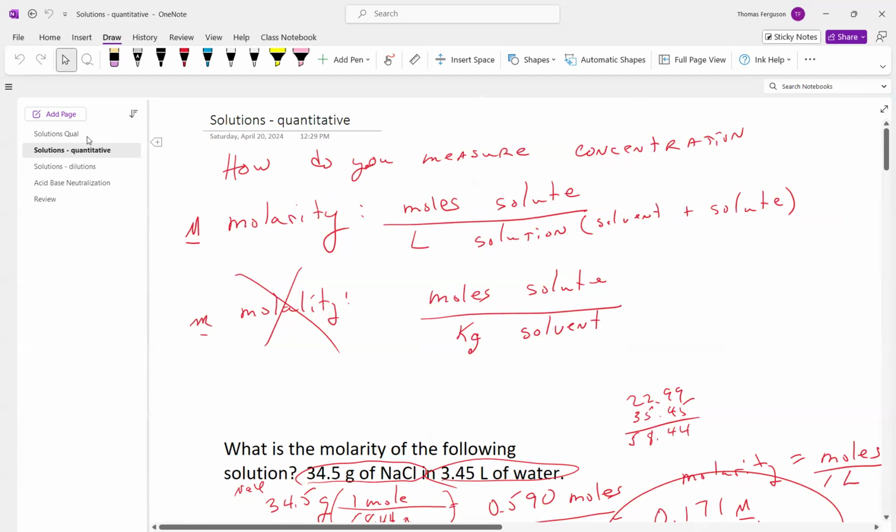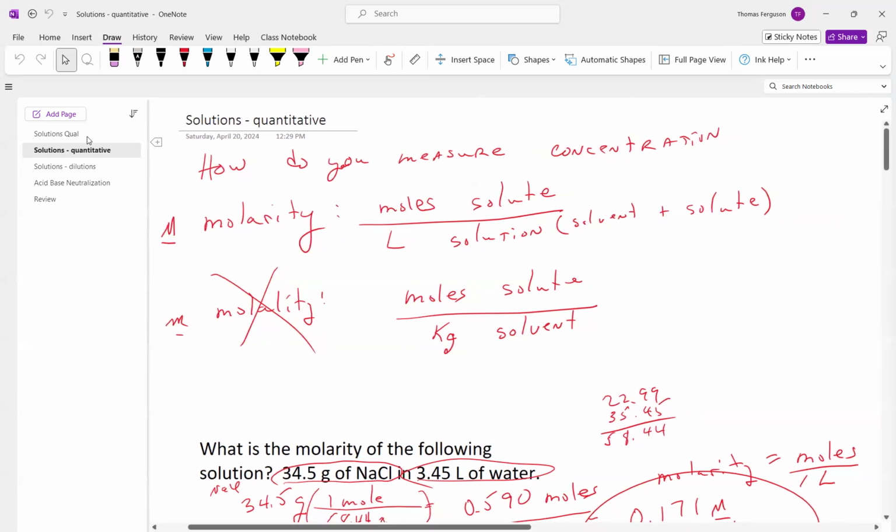Getting into the quantitative side of things, let's talk about how do you measure, with these solutions now, the solute concentration? We measure it in terms of moles per liter of solvent. And that term is called molarity.